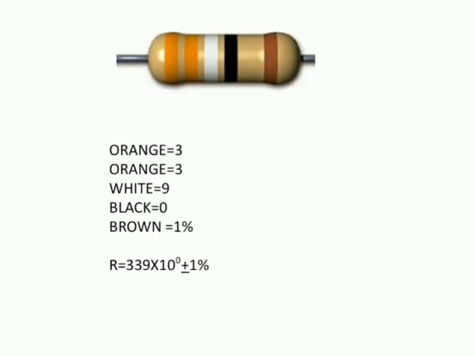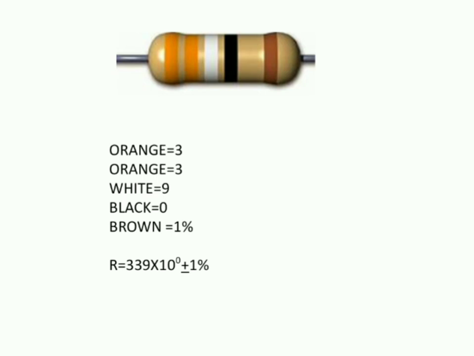Look at this example. This is a 5-band resistor. If instead of 4 you have 5 bands, you are observing that the first 4 bands are together, and the last band is a little far away. The one which is far away will represent tolerance. The first 3 color codes are for the first 3 digits. The 4th one is a multiplier. In this example, it is orange, white and black.